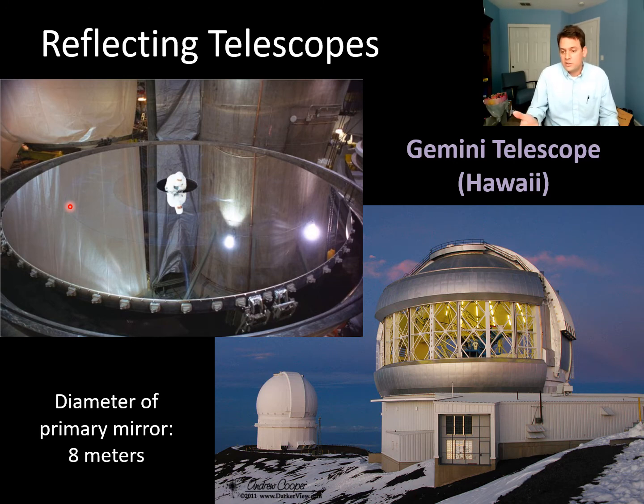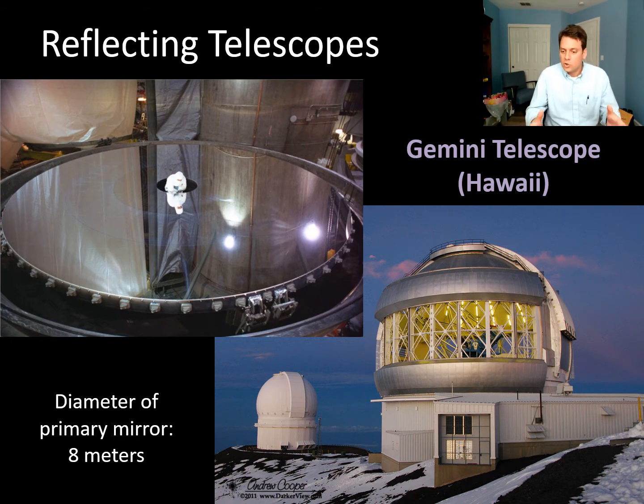Okay, so I mentioned the Yerkes telescope is the largest refracting telescope in the world. It had a diameter of 1 meter, and you basically can't get any bigger than that. Well, we've got a primary mirror that is 8 times that in diameter now, and as I said, avoids the problems with chromatic aberration.